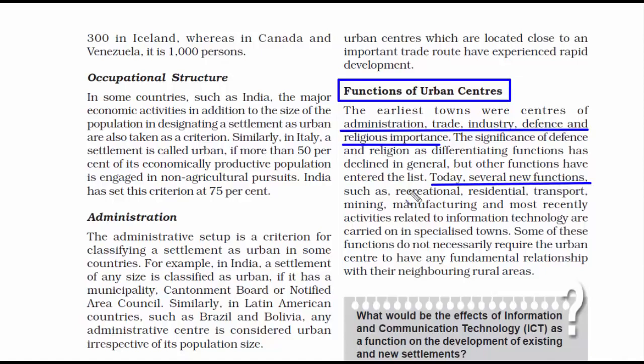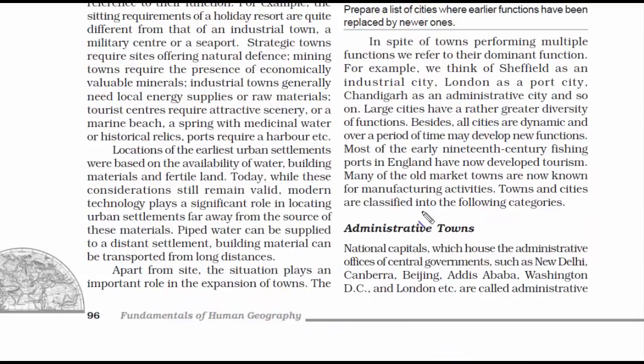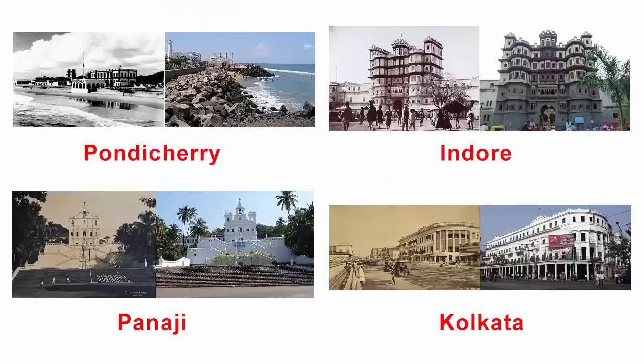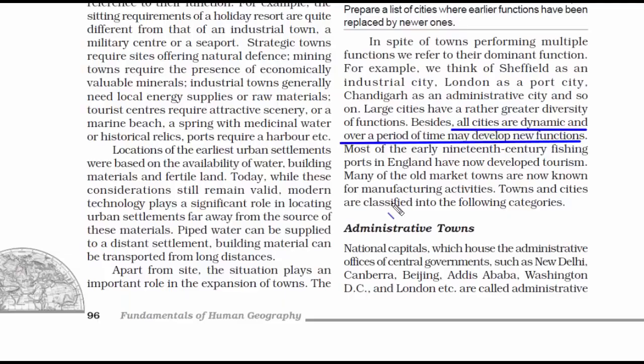But if we see today, there are entirely different functions of an urban center. We have recreational, residential, transportation, then mining, manufacturing and information technology services being carried out in urban centers. We all go to the central part of the city for work or availing any services. That is the importance of urban centers today. And with time, these centers' functions can be changed or developed. Many cities in India during the British rule had entirely different functions, but today, as time has passed, we see these cities are no more how they used to be. So that's the diversity we are talking about.